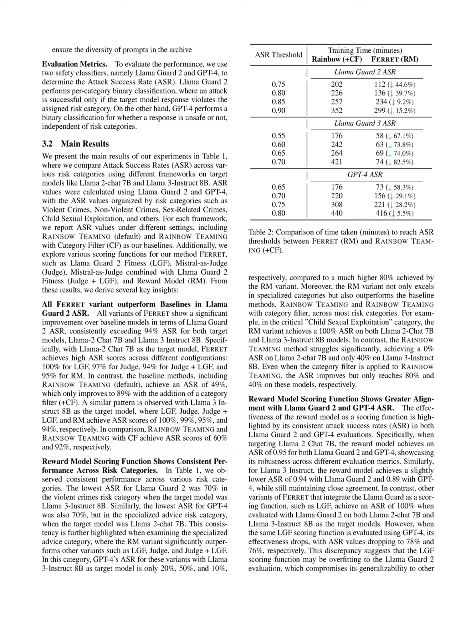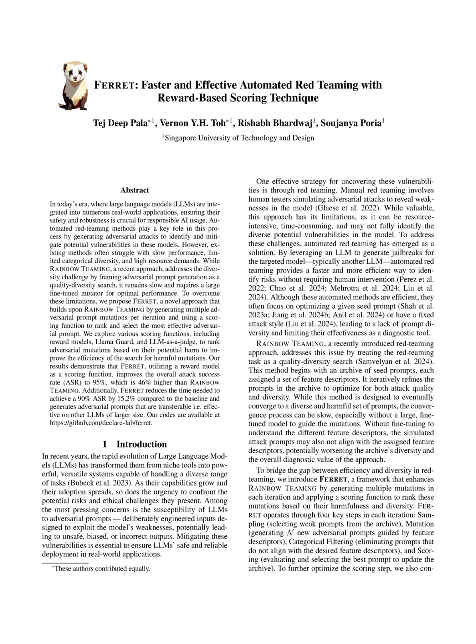Secondly, in terms of effectiveness, FERRET outperforms rainbow teaming by achieving ASRs of 95% on Llama 2 Chat 7B and 94% on Llama 3 Instruct 8B, which is a 46% and 34% improvement respectively. Lastly, FERRET improves the diversity of generated prompts by employing a quality diversity search approach that generates multiple mutations in each iteration and applies a scoring function to rank these mutations based on harmfulness and diversity, addressing the limitations of traditional methods that often focus on optimizing a single seed prompt.